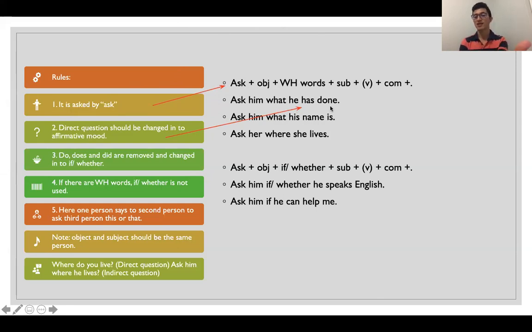So if you want to ask in interrogative mode, we should say, what has he done? But because it is affirmative mode, we say what he has done. So the helping verb is after the subject. Number 3, do, does, and did are removed. Okay, so in the second formula here you can see that.